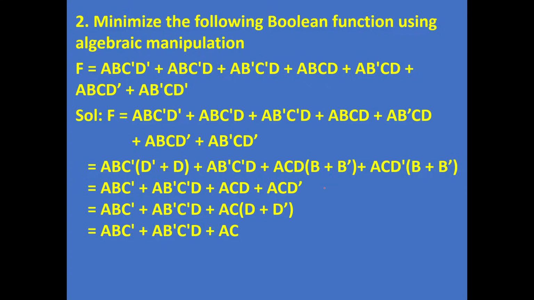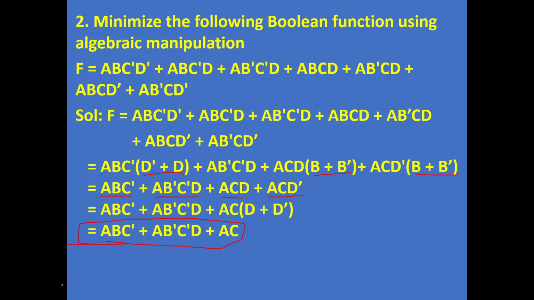So here D plus D bar means 1, B plus B bar is 1, B plus B bar is 1. So these are 1. What is left over? Left over is ABC bar, AB bar C bar D, ACD, ACD bar. This is what is left over according to what I have written here. If you are able to follow, you can solve on your own and you will get some expression. The final answer may not be the same for everyone, depending on how you are solving. It is not necessary to get the same simplified expression always; it depends how you are solving it.